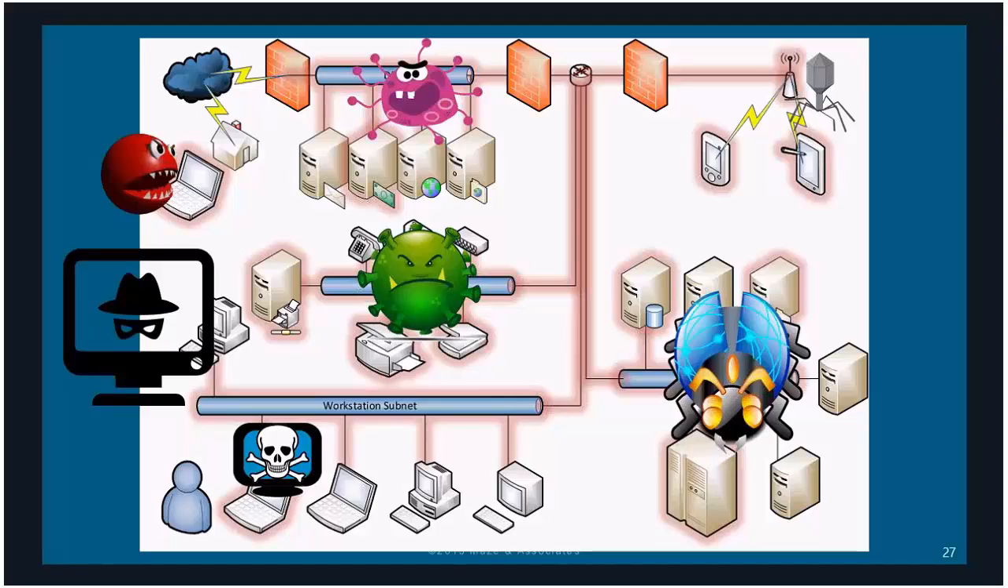What about hackers? I've just been talking mostly about viruses, but hackers are out there, and certainly they can go in there and they have different motivations for different reasons. Sometimes they just want to bring down a system. Other times they want to change things.